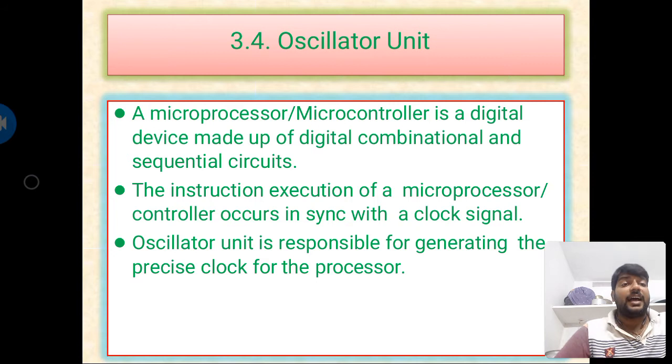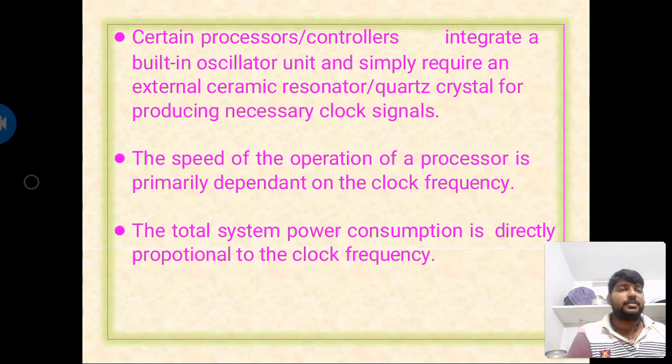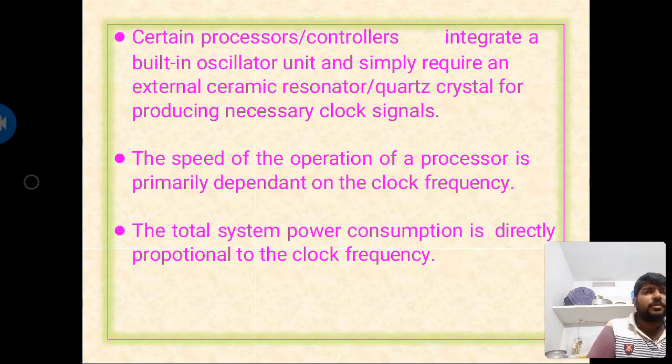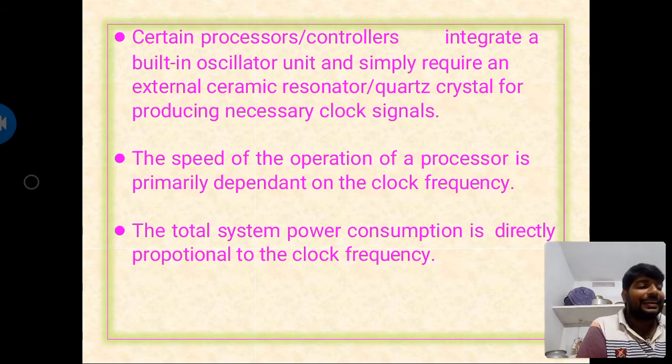The oscillator unit is responsible for generating the precise clock for the processor. Basically, in an embedded system, an inbuilt oscillator unit is there, or an external crystal oscillator is required for the clock signals for the processor or controller.